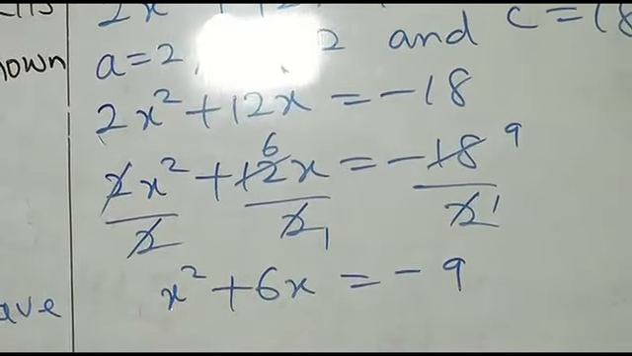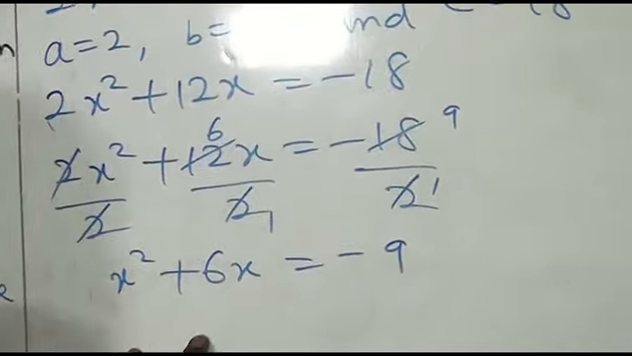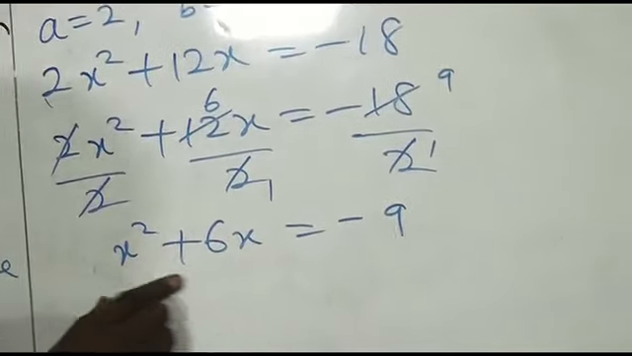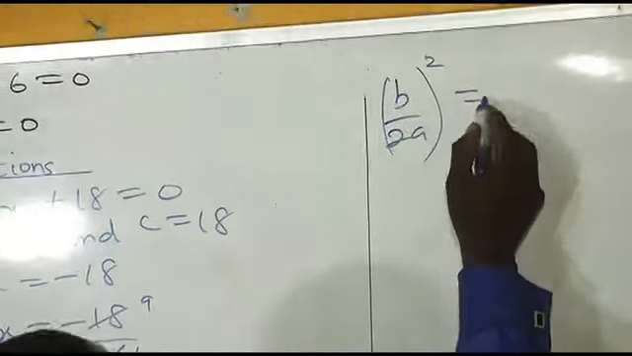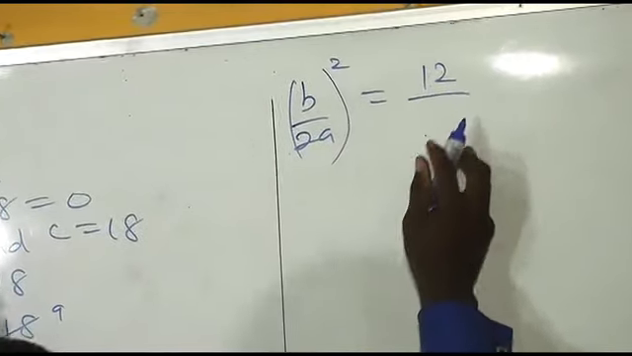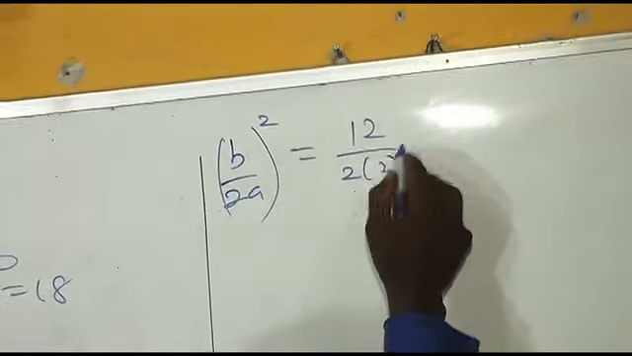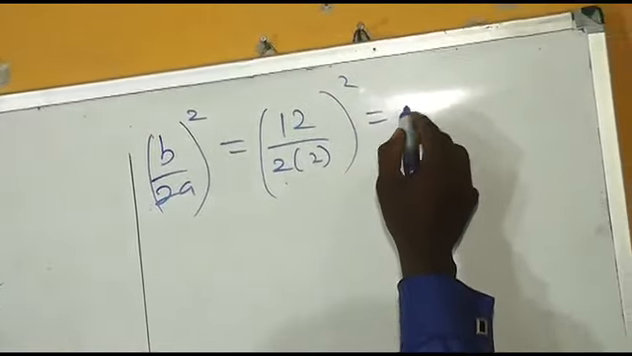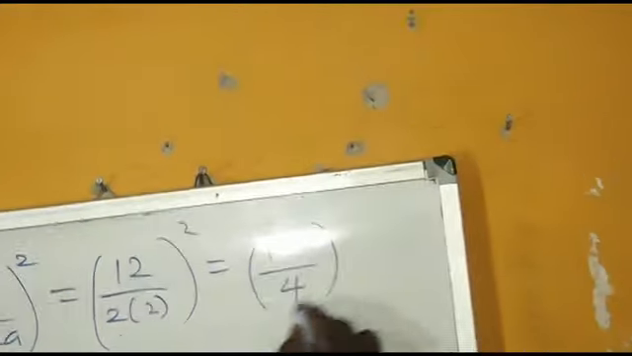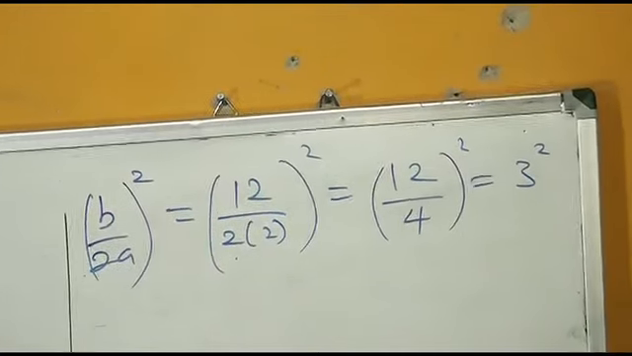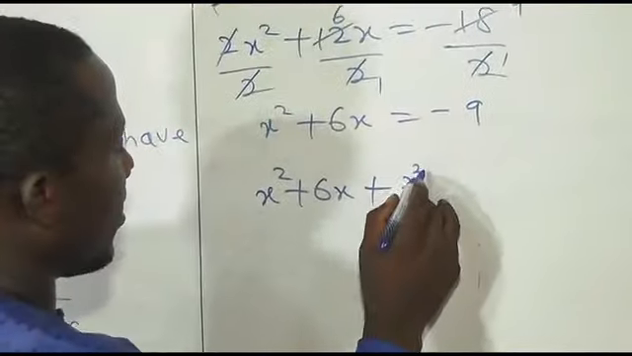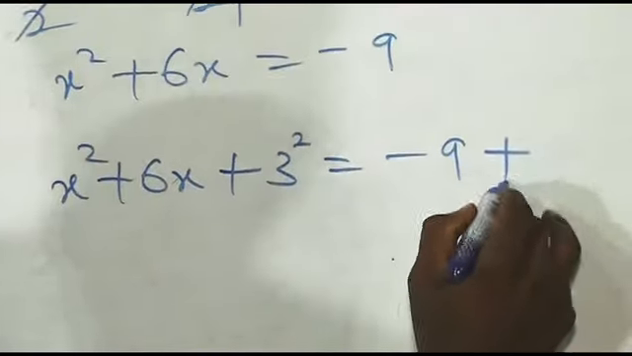The third step says to complete the square on the left hand side, you have b over 2a all squared. That means b is 12, a is 2, all squared. That is, you have 12 over 4 all squared, which is 3 squared. So you have x squared plus 6x plus 3 squared, equals minus 9 plus 3 squared.